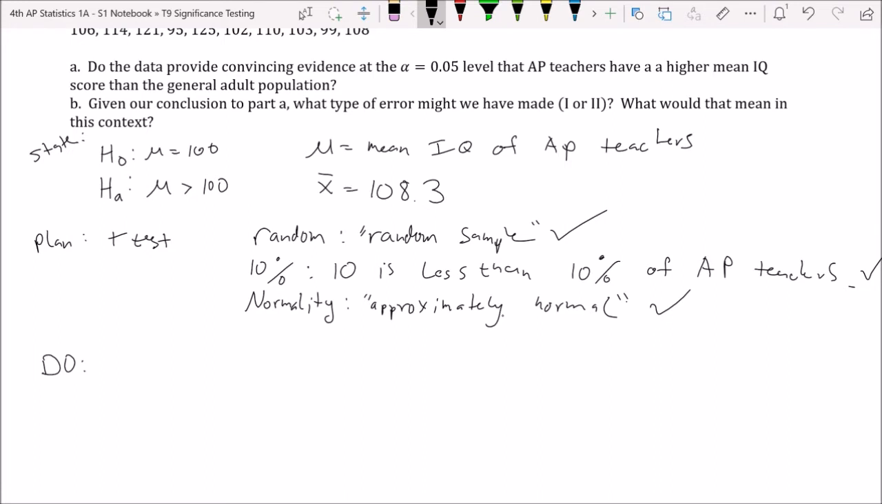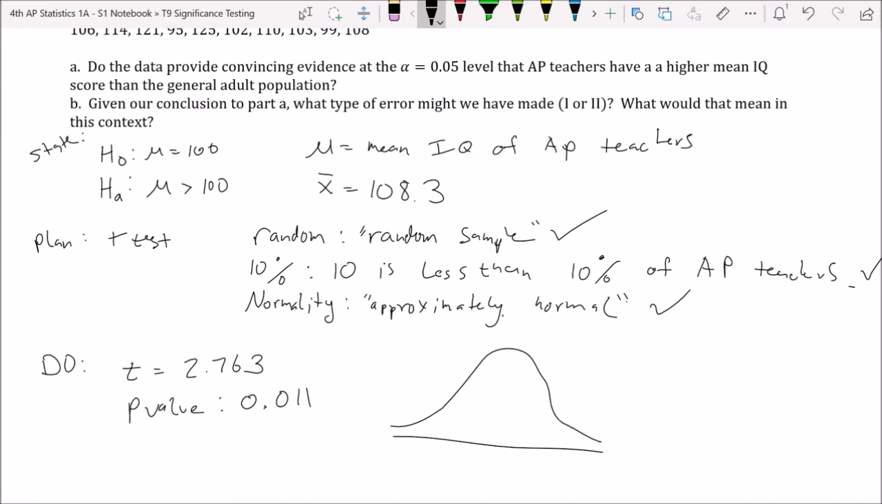All right, so what do we have? We know that our value of t is 2.763, and our p-value was 0.011. And please draw a picture. Remember, this is a t-distribution, but t-distributions, when you sketch them, they look like normal distributions. We just understand from the previous unit they're a little bit more spread out, so that's totally fine. So 0's in the middle, 2.763 is somewhere over here.